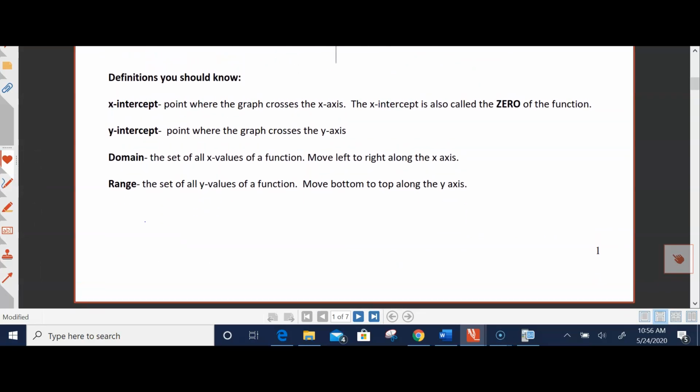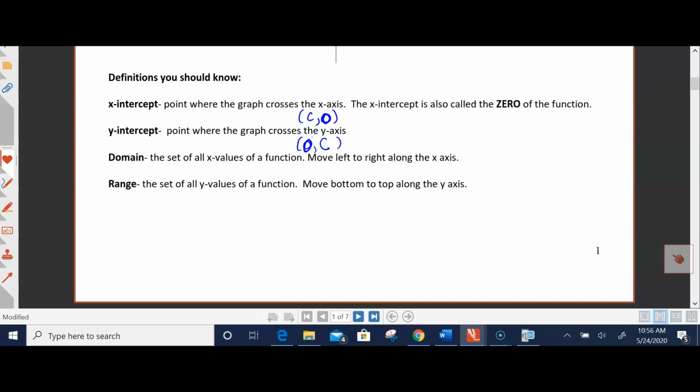X-intercept, very important. It is where the graph crosses the x-axis. And that ordered pair will be some number, comma, 0 as an ordered pair. The x-intercept is also called the zero of a function. Another important point about your graph that you need to know and need to know how to find would be the y-intercept. And that's where the graph crosses the y-axis. And its ordered pair has a 0 in the x spot and a constant in the y position. So notice for an x-intercept, you basically have a 0 for y, and for the y-intercept, you have a 0 for x.